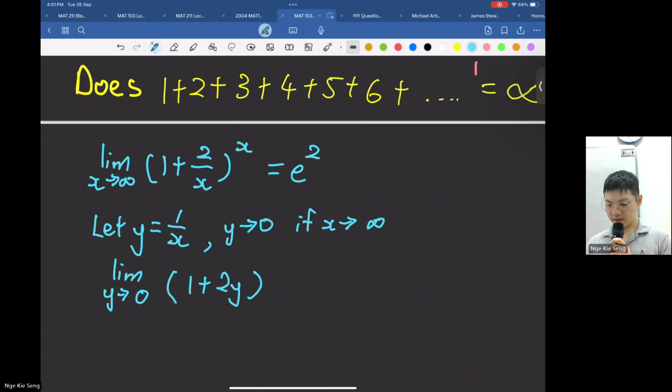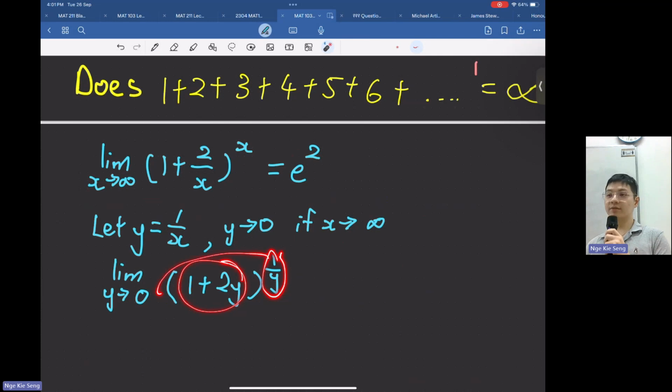2y to the power 1 over y. So that's a factor of e, right? So how to do it? You can't really take the limit of a power. Somehow I want to throw this power down. Then how do I throw this power down? Logarithm, ln. Maybe we use ln.